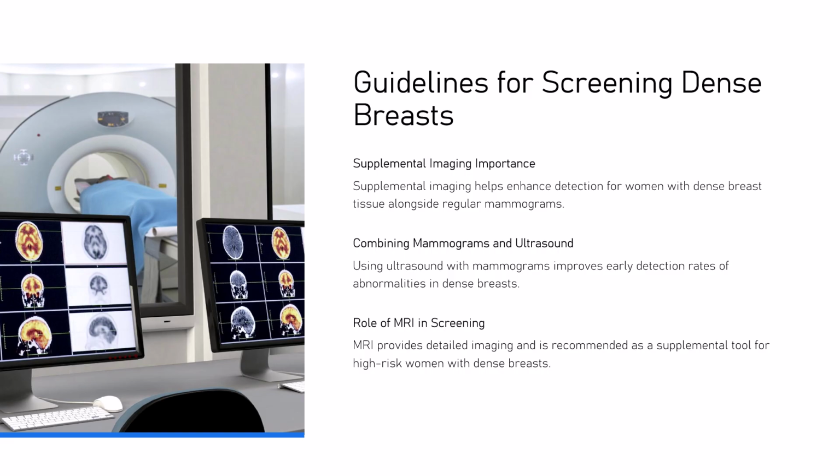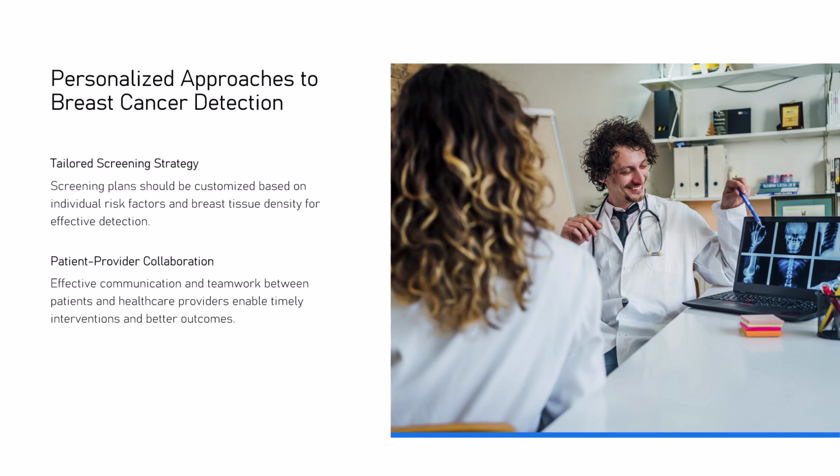Screening guidelines recommend supplemental imaging for women with dense breasts. Regular mammograms combined with ultrasound or magnetic resonance imaging may improve early detection rates. A tailored screening strategy that considers individual risk factors and breast density is key. Collaboration between patients and providers ensures optimal surveillance and timely intervention.